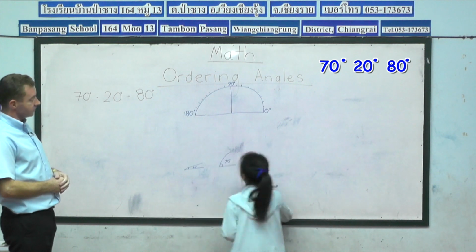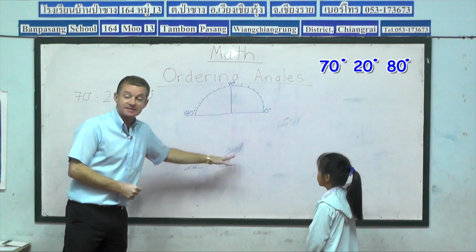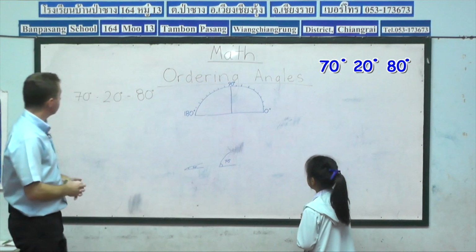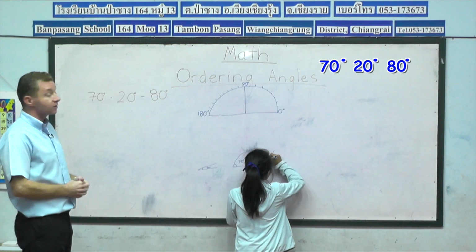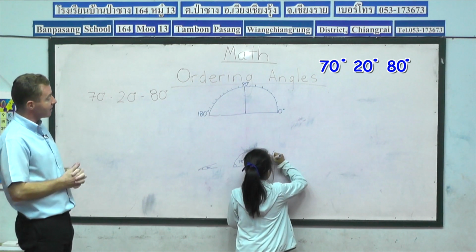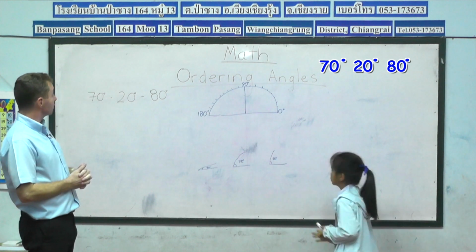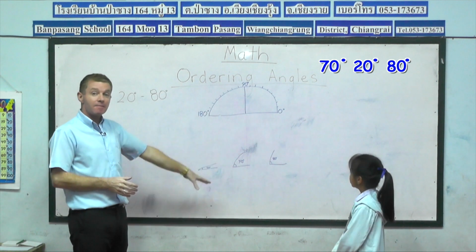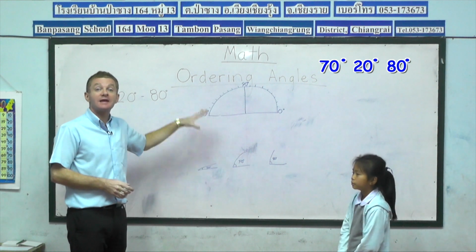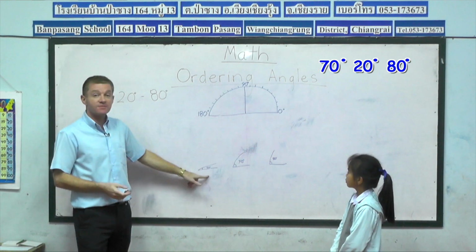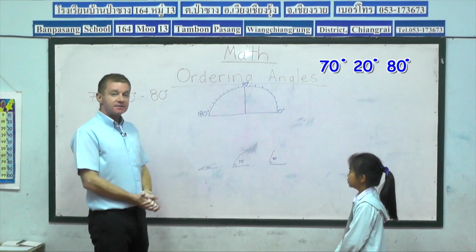70 degrees, excellent. So you can see we've gone from the smallest, 20 degrees, the next smallest, 70 degrees. Which angle is biggest? 80 degrees. So next, Preo will have to go 10 degrees larger to do from 70 to 80 degrees. Perfect. So you can see here that Preo has correctly demonstrated how to measure, draw, and order the angles into ascending order. 20 degrees, 70 degrees, and 80 degrees.